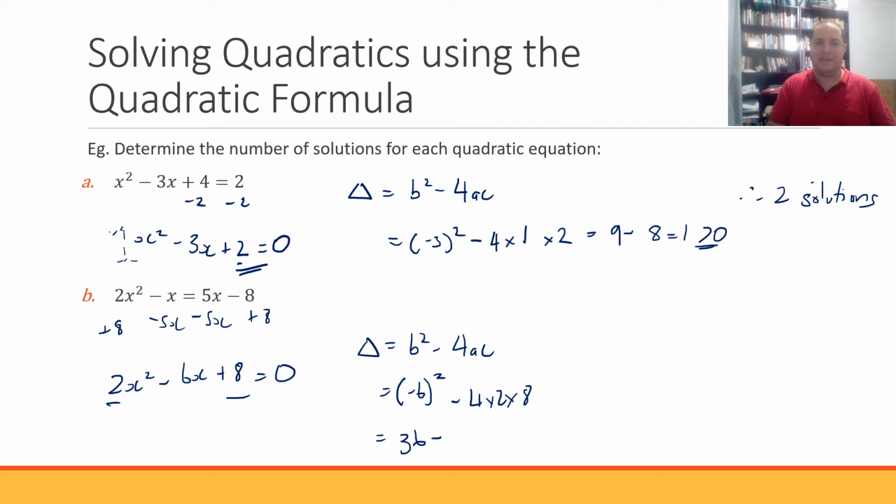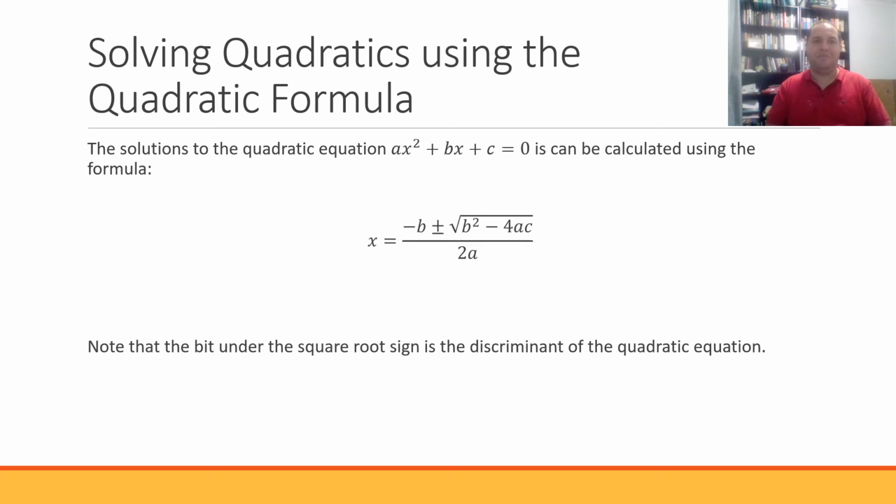36 minus 4 times 2 is 8, 8 times 8 is 64. That number is going to be negative, just looking at it. 36 take 64, I don't know what number it is, but I know it's going to be negative. So therefore, because our discriminant is negative, there are no real solutions for this particular equation. It's not solvable using real numbers.